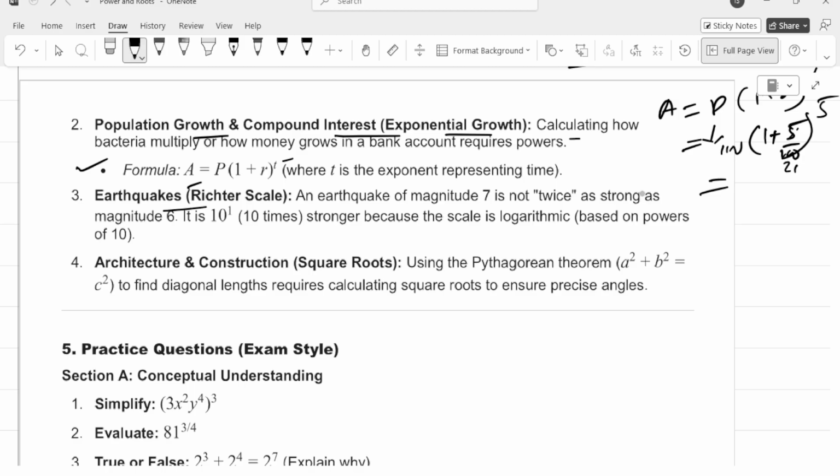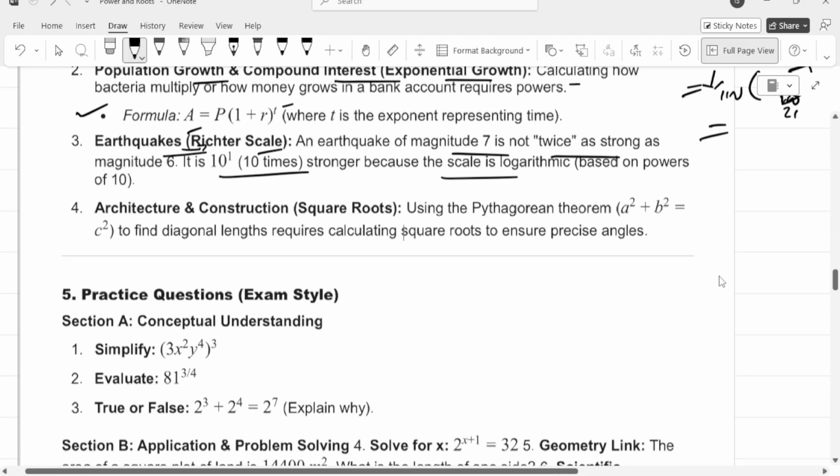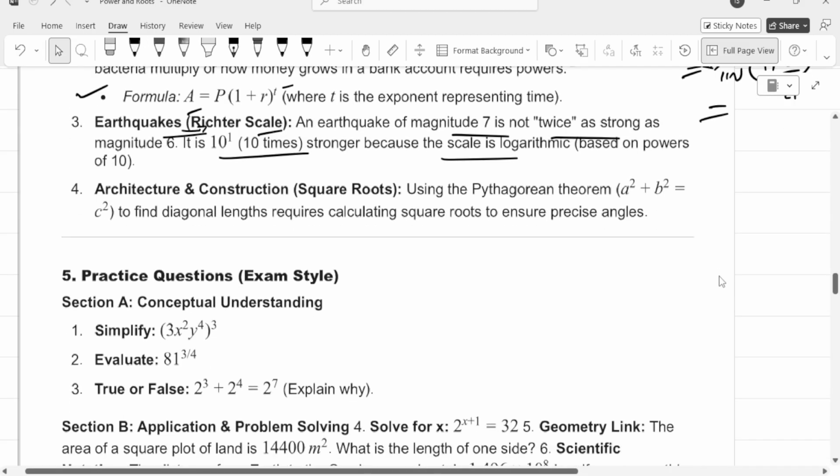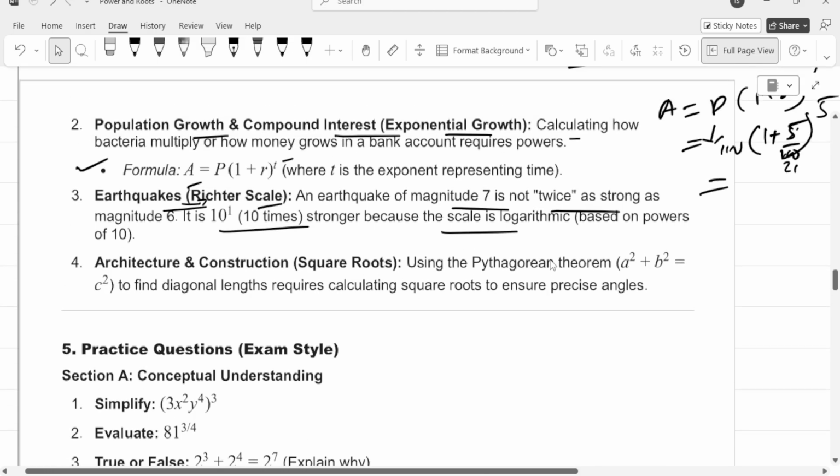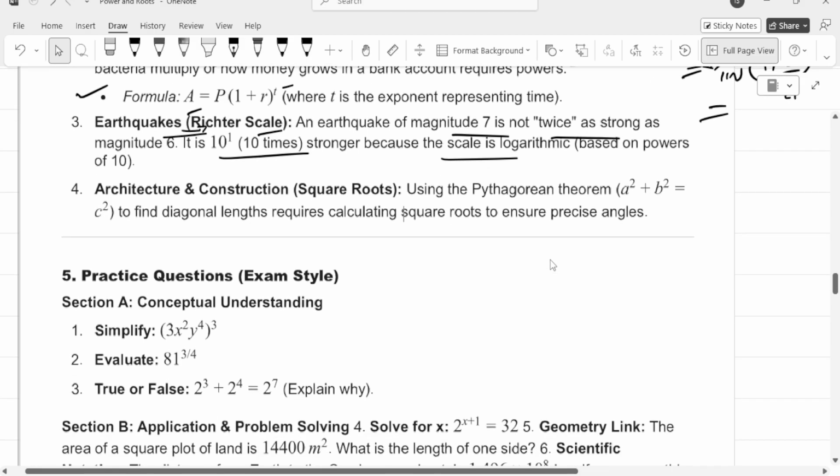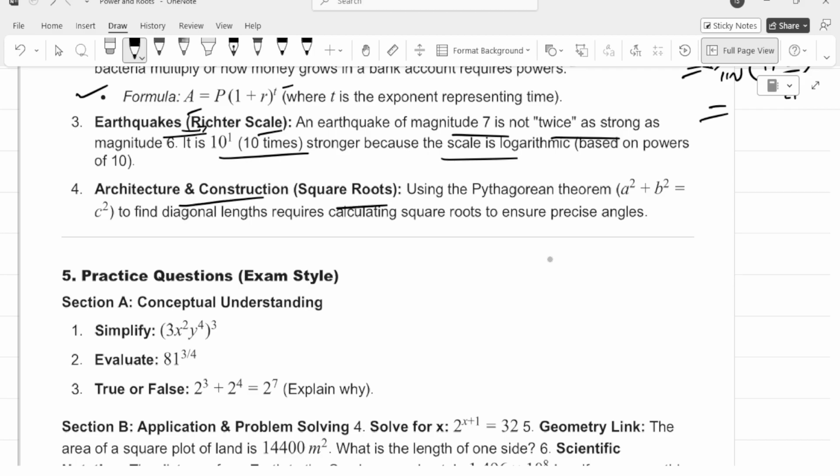Earthquakes: when earthquakes come, what is the unit for measurement of earthquakes? The Richter scale. An earthquake of magnitude 7 is not twice as strong as magnitude 6; it is 10 to the power 1 times stronger, because the scale is logarithmic, based on a power. Earthquake magnitude is used to assess the damage, and we also use it in architecture and construction, and square roots.